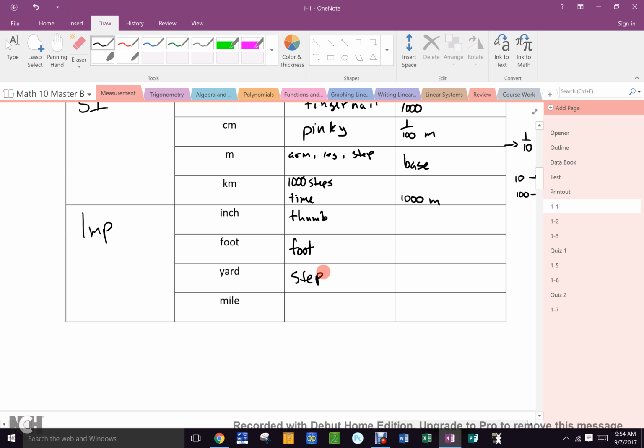How big is a mile? Does anybody actually know? Is it bigger or smaller than a kilometer? It's bigger. Bigger? How many? How big? Like 12? Close. It's 1.6, but nobody can do 1.6. So you do 1.5, right? So about 1,500 steps.